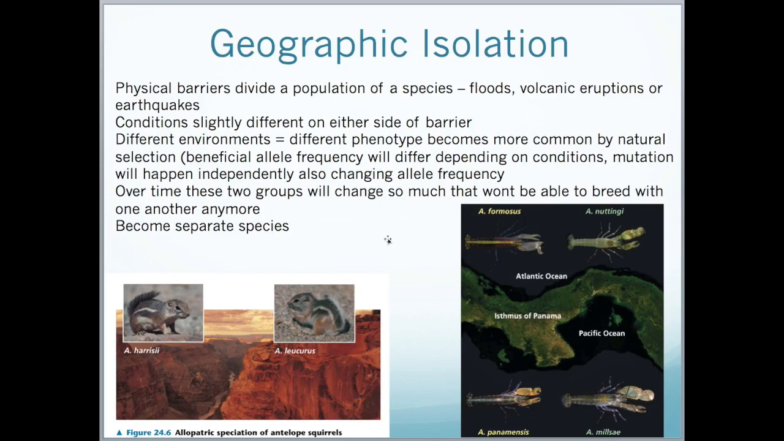So over time it becomes more common by natural selection, because if you have the beneficial allele, you will more likely survive and pass it on to your offspring. So the frequency will differ depending on the conditions and the mutation rate. So there'll be a variation on either side of the barrier. So over time, these two groups will change so much that they won't be able to breed with one another anymore, at which point they will become two separate species.